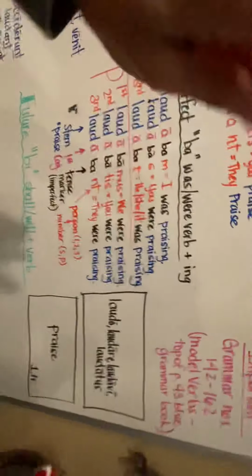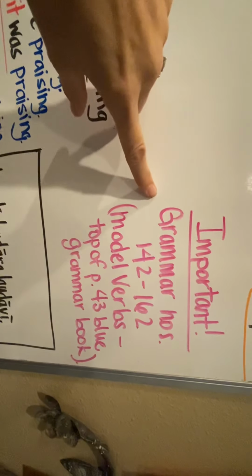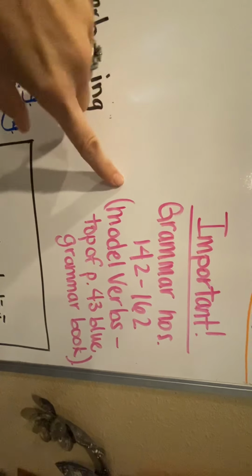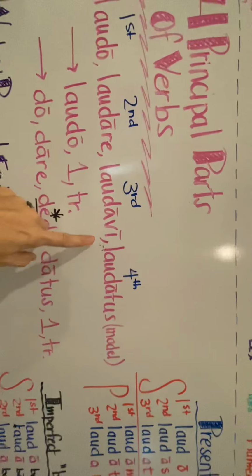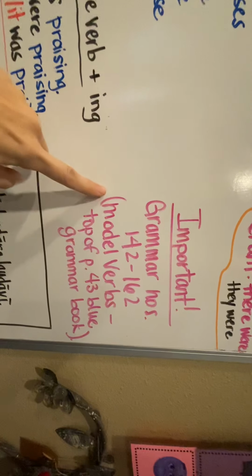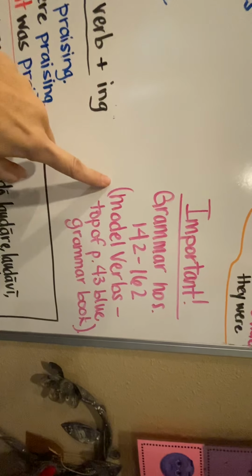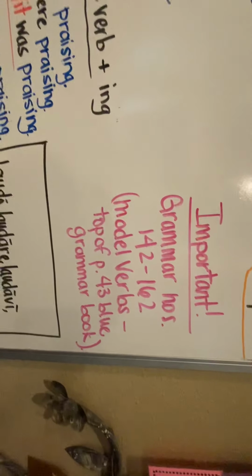Let's see, final little notes here. Grammar numbers 142 to 146 are really important. Model verbs that I mentioned earlier, these here that show you the 4 principal parts of the first conjugation, you will also find that they model for you the second conjugation, third conjugation, and fourth conjugation. It's on the top of page 43 in your blue grammar book.